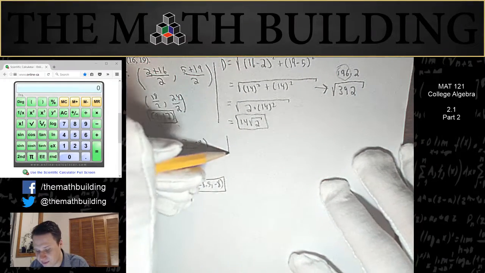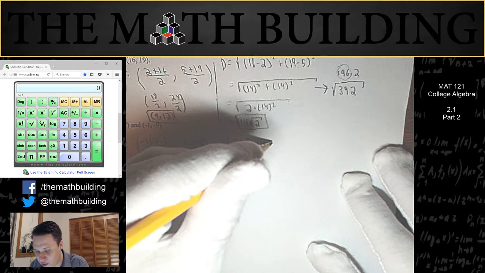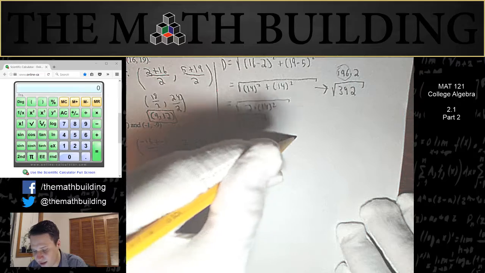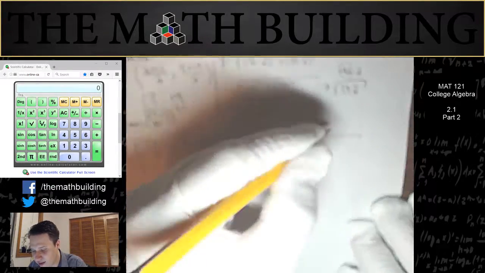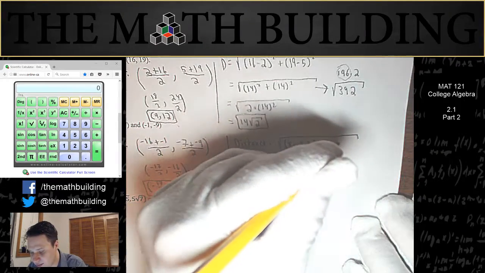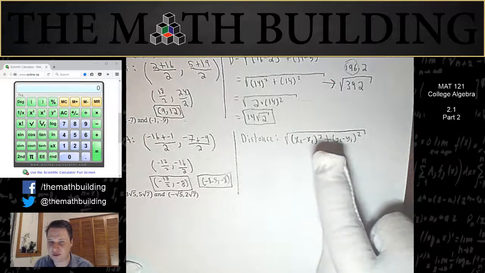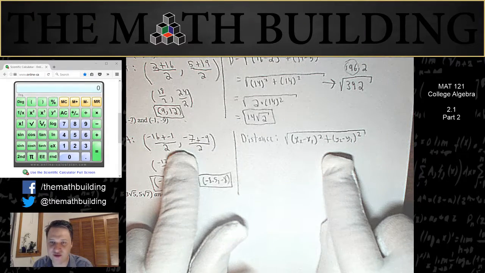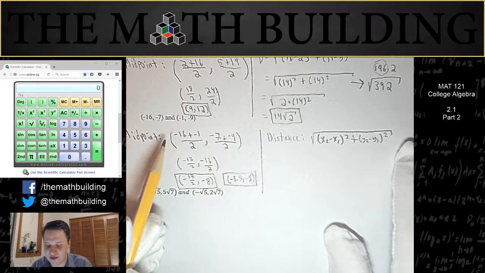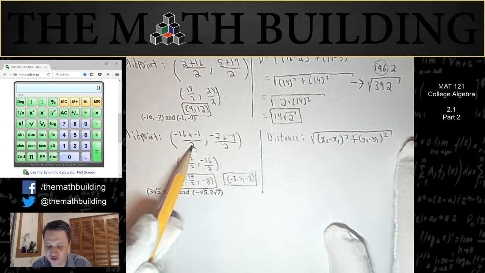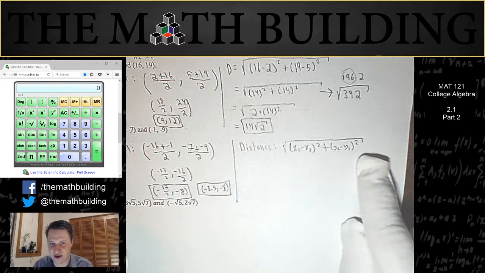Let's do the distance. I'm going to rewrite the formula. The distance formula is the square root of x2 minus x1 quantity squared plus y2 minus y1 quantity squared. And you can see it's really easy to mix up the pluses and minuses in this formula and this formula, especially when we have negative values here. So make sure you memorize that the midpoint formula is x plus x over 2, y plus y over 2, whereas the distance formula is set up kind of differently.